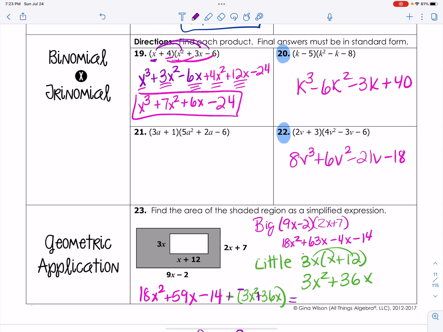So I end up with x squared would be 15x squared. And then 59 and 36. Well, that's a plus 36, so it's going to be a minus. Sorry. 59 minus 36 is plus 23x minus 14. So that would be my answer. I accidentally wrote a minus. I did the minus in my head, basically. Okay, so this is doing binomials by binomials.